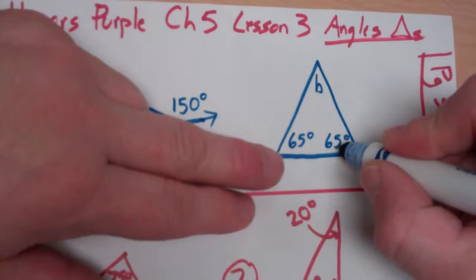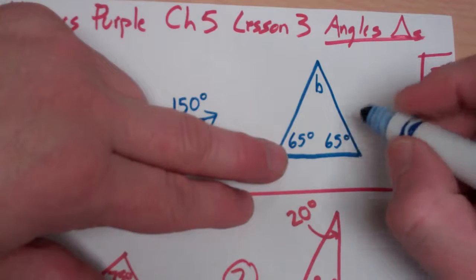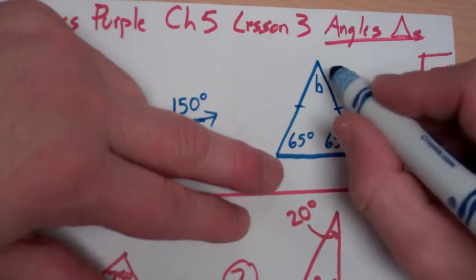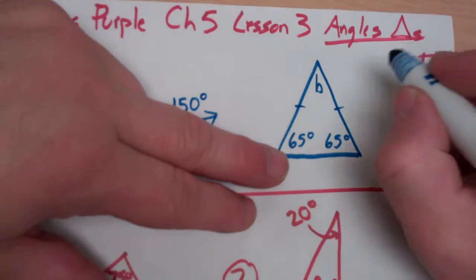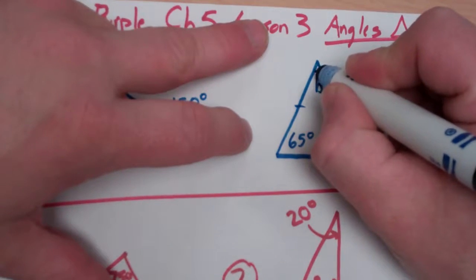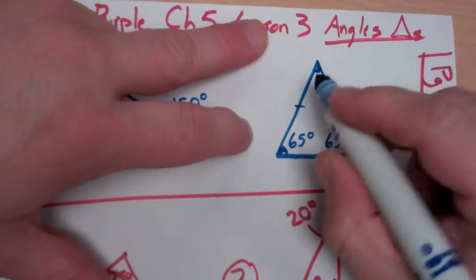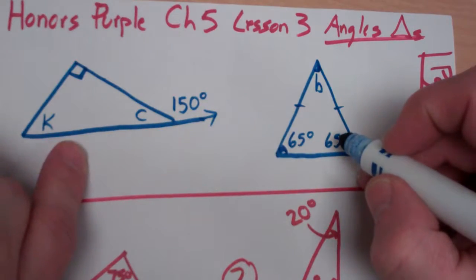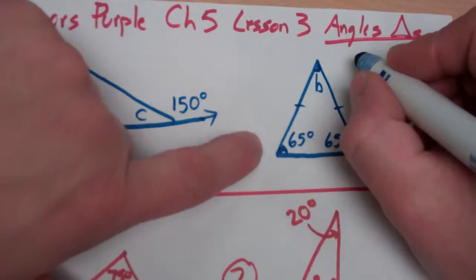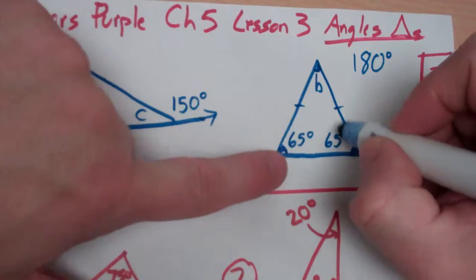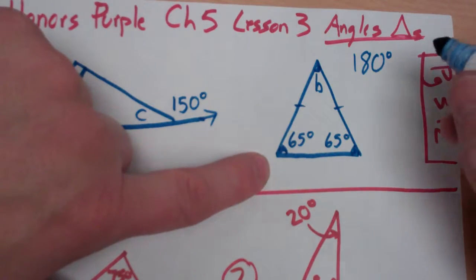And I obviously have an isosceles triangle because I have two angles that measure up, and if I have two angles that measure up, I have two sides that measure up. But I don't know what B is. So here's one thing you have to know: the interior angles, that means the inside angles, of any triangle, don't care what it looks like, always add up to be 180 degrees. Okay, so 65 plus B equals 180 degrees, which I could write down.